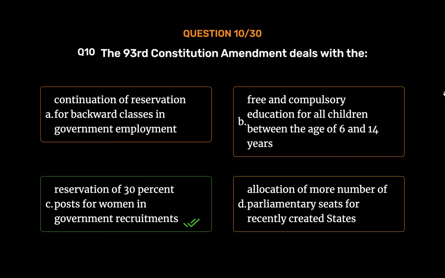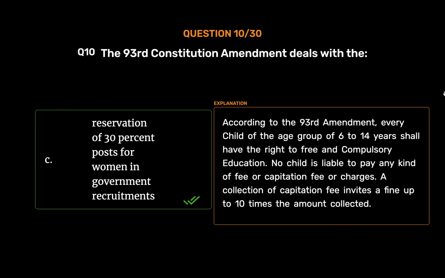Reservation of 30% posts for women in government recruitments. According to the 93rd Amendment, every child of the age group of 6 to 14 years shall have the right to free and compulsory education. No child is liable to pay any kind of fee or capitation fee or charges. A collection of capitation fee invites a fine up to 10 times the amount collected.